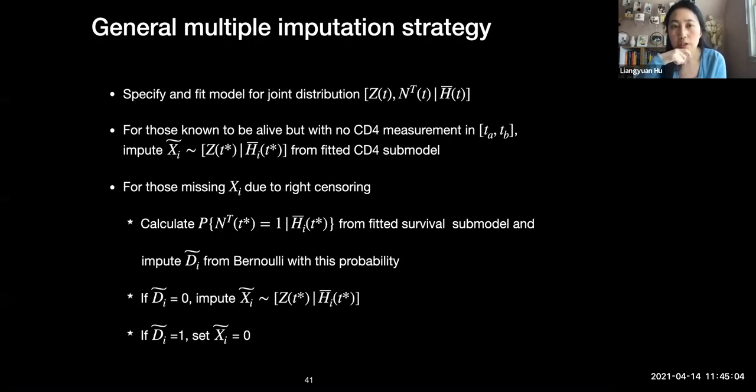And then, general imputation techniques for missing data. For those who are alive but have missing data because of sparse measurement, we're going to impute the missing CD4 from the fitted CD4 submodel. For those who have a missing outcome because of right censoring, we're going to first impute a death indicator from the survival submodel. If the death indicator was imputed to be 0, then we're going to further impute a CD4 count from the CD4 submodel. Otherwise, we're going to set the outcome to be 0.